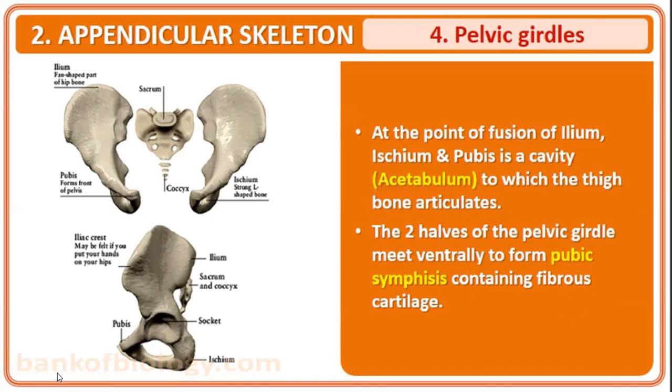Acetabulum helps it to attach with the thigh bone, which is the femur. Femur is the longest bone of our body. And the smallest bone, guys, is the stapes. Repeat, stapes is the smallest bone. The two halves of the pelvic girdle meet ventrally to form a pubic symphysis containing the fibrous cartilage. Clear, everyone?